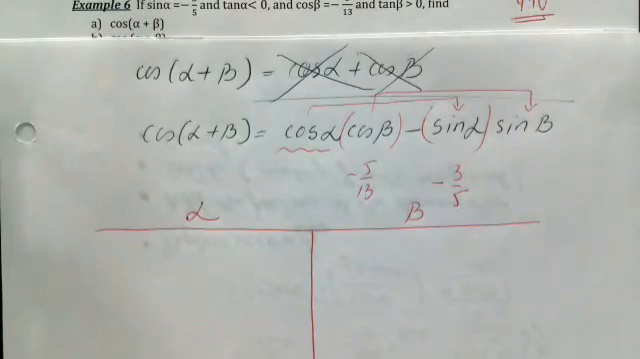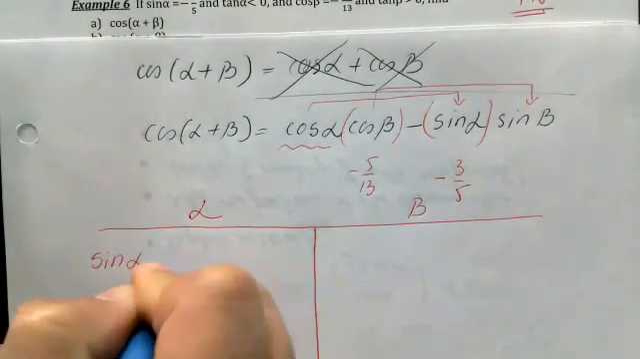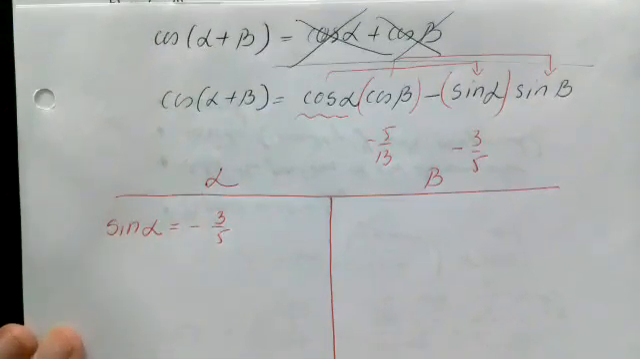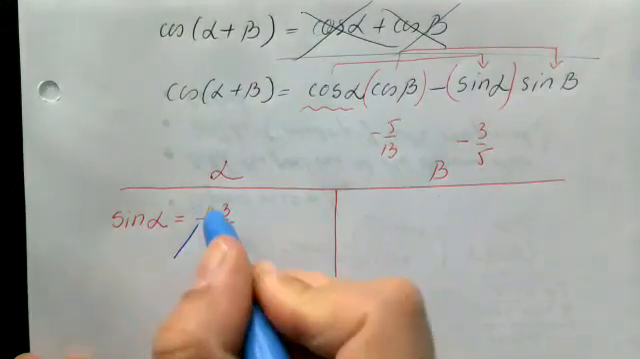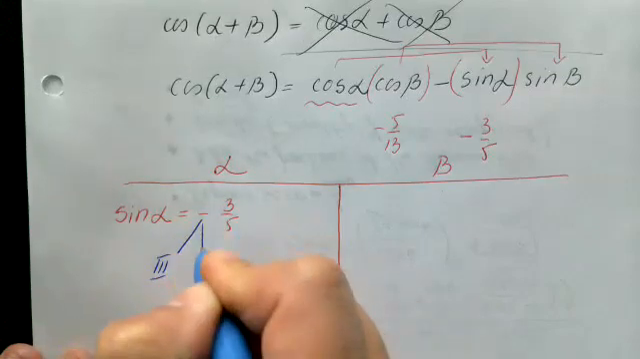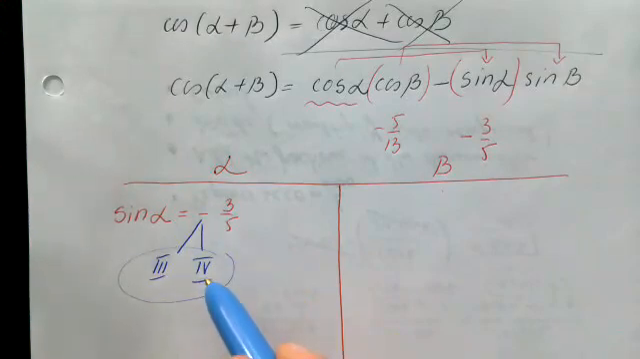Now let's see what information I have about angle alpha. I know that sine of alpha is -3/5, meaning that the angle alpha, knowing that the value is negative, has to be somewhere in quadrant 3 or quadrant 4, right? Now, this is going to make me have two values for whatever other function I have to calculate. So is there more information that's going to narrow down where my angle is?